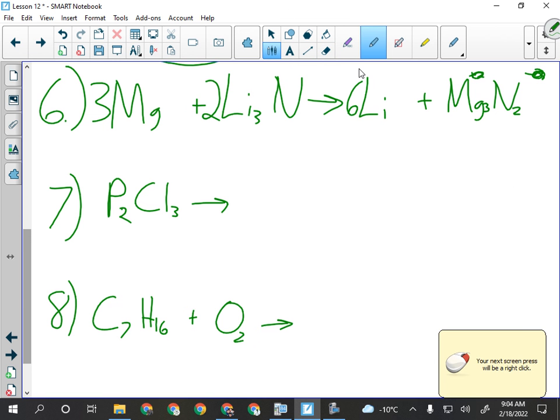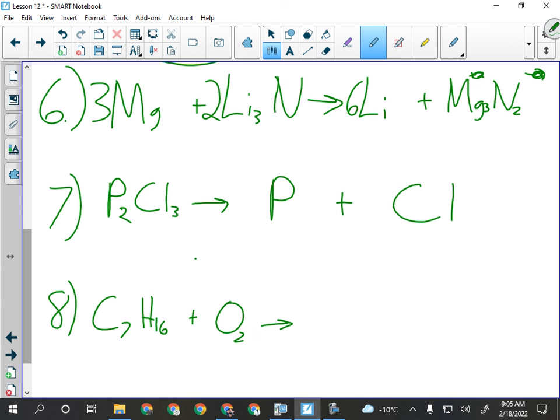Okay, number 7, what kind of reaction are we looking at there? It's a decomposition reaction. All right, so I've got diphosphorus trichloride. That's got to break down into phosphorus and chlorine, both of which are special. In decomposition reactions, we always have to look for that. Phosphorus is very special, chlorine not as much. Now we've got the right numbers on there.